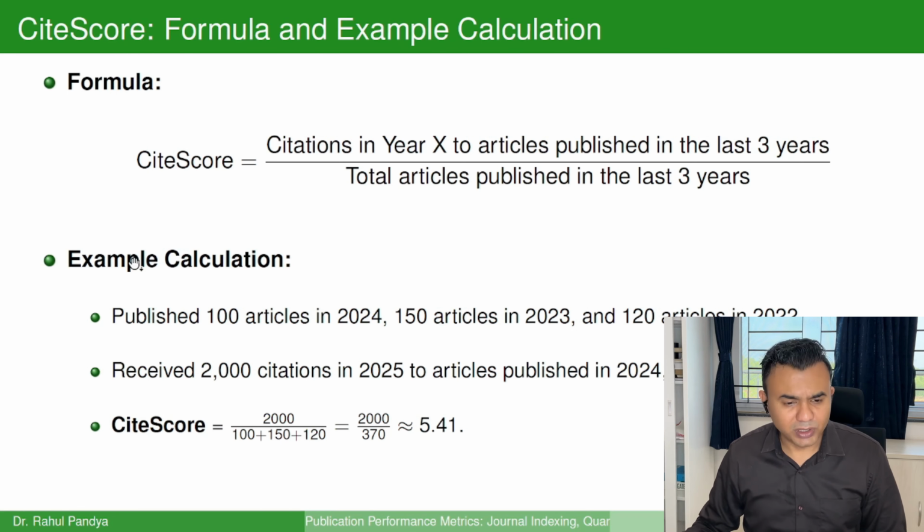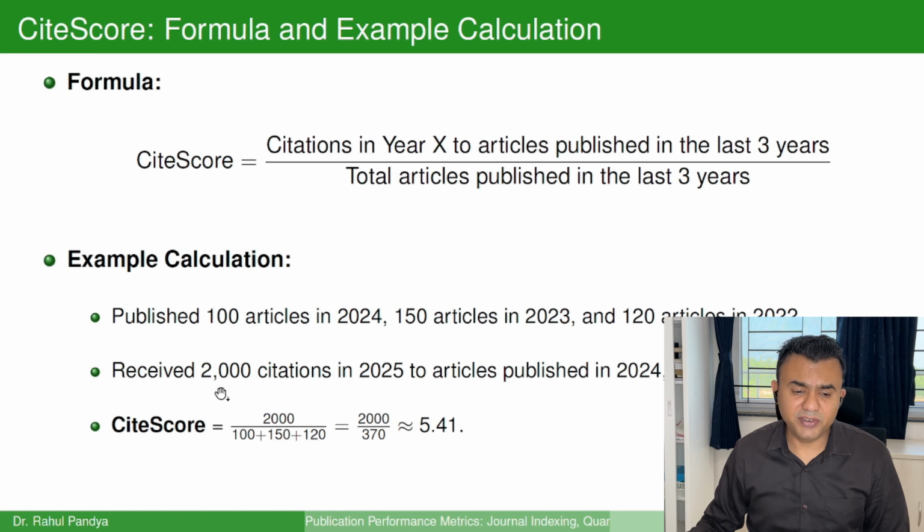Okay, so for an example, the calculation goes this way. Let's say we have published 100 articles in 2024, 150 articles in 2023, and 120 articles in 2022. Since CiteScore is measured across 3 years, we take the articles published across those 3 years. And let's say we have received 2,000 citations in 2025 for the articles which were published in 2024, 2023, and 2022.